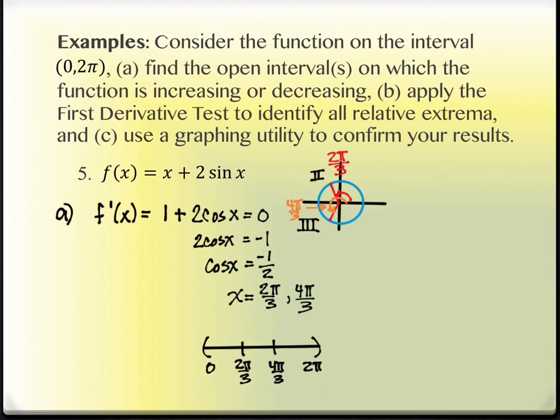Okay, so somebody just tell me, what is 2 pi over 3 approximately? I don't have this one in my head, so just grab your calculator. It's about 2. Okay, so it's about 2. So I need a number between 0 and about 2. 1 would be a good one, right? What's 4 pi over 3 approximately? It's about 4, right?